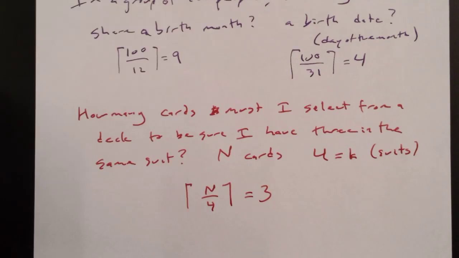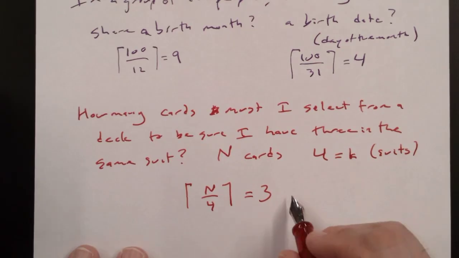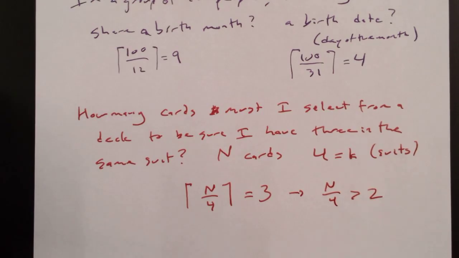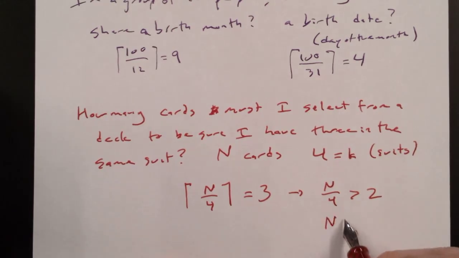equals 3. But that's rounded up, right? So really, I just have to have the fraction n over 4 itself to be bigger than 2. It just could be anything, even just the slightest bit bigger than 2, and that would be enough. Oh, well then n has to be strictly bigger than 8, which means I need 9 cards.